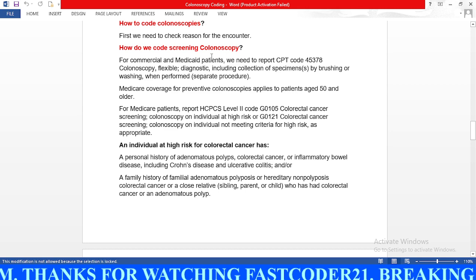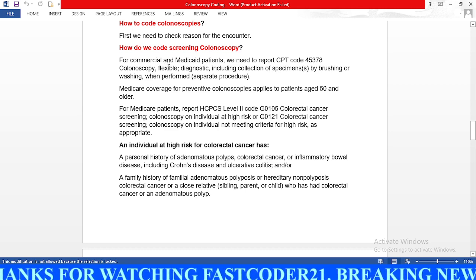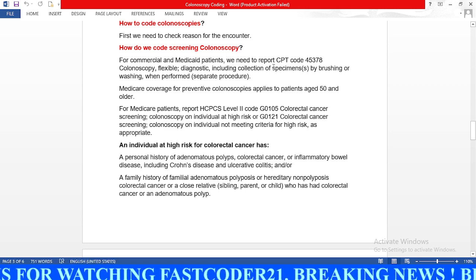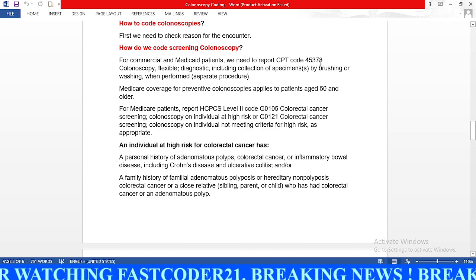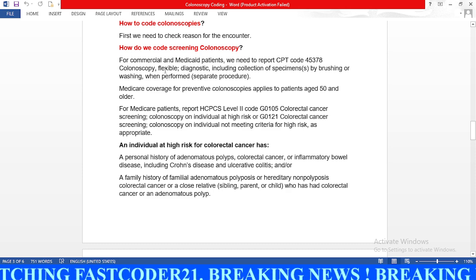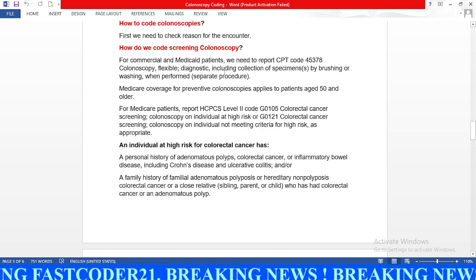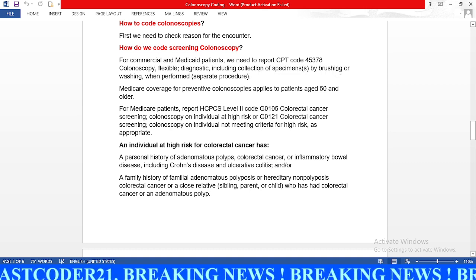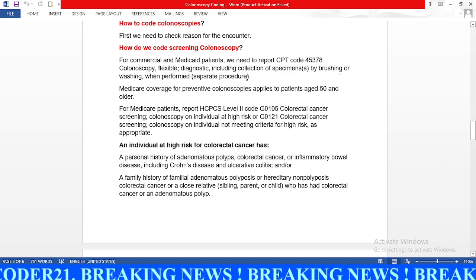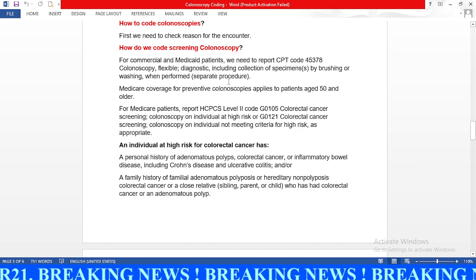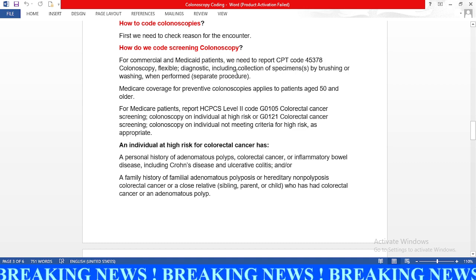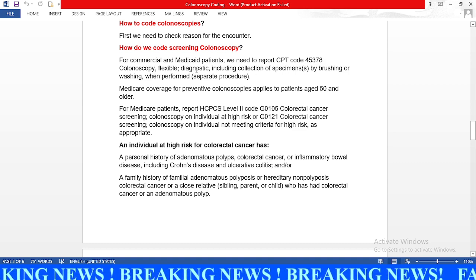Next, how do we code screening colonoscopy? For commercial and Medicaid patients, we need to report CPT code 45378, colonoscopy, flexible, diagnostic, including collection of specimen by brushing or washing when performed. So we need to code 45378 for commercial and Medicaid patients.